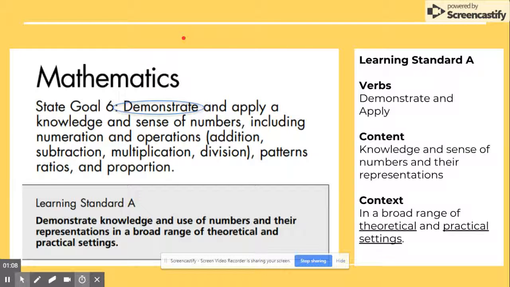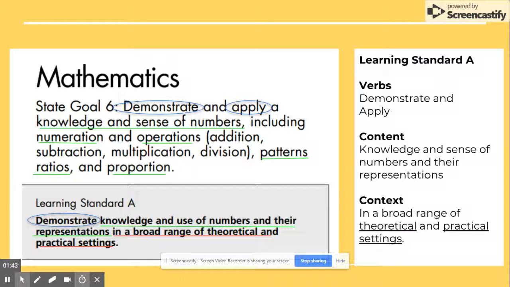So let's look at the verbs first. We have demonstrate, apply, and what content it is. Knowledge and sense of numbers, including numeration, operations, and within that, addition, subtraction, multiplication, division, patterns, ratios, and proportion. Okay, so that is the goal. And the first learning standard A is, again, demonstrate knowledge and use of numbers and their representations in a broad range of theoretical and practical settings.